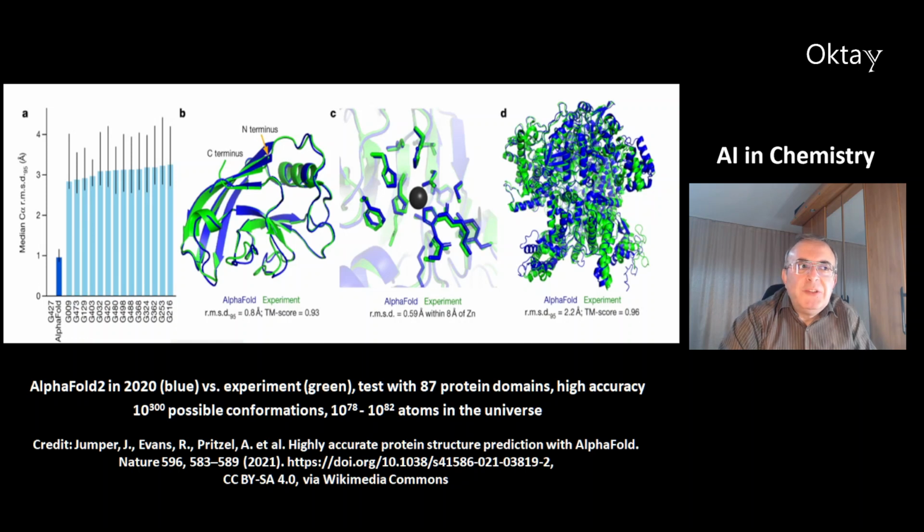Hi, welcome to today's video about artificial intelligence, AI in chemistry. This was a big success in 2020, that's project AlphaFold 2. This is about predicting the structure of a 3D molecule with the help of AI.